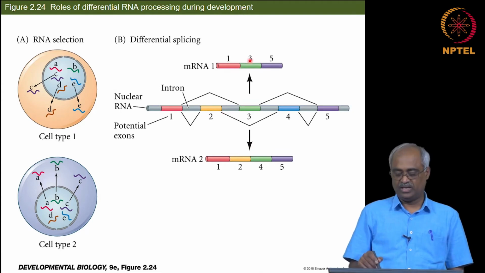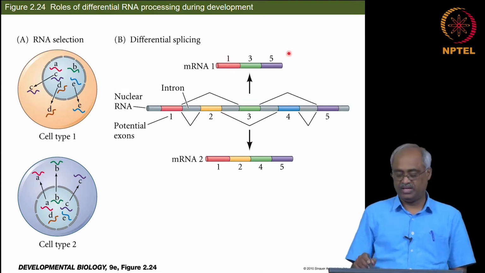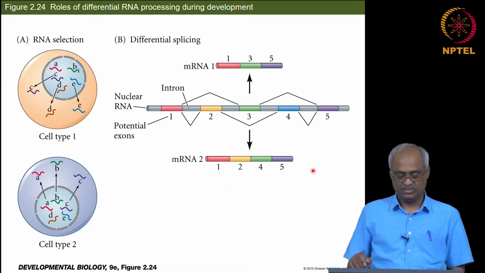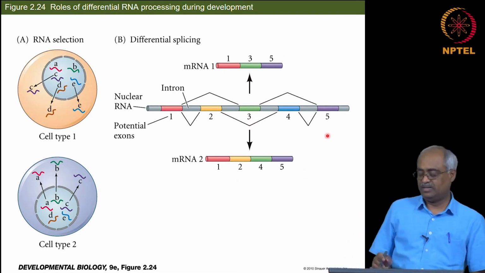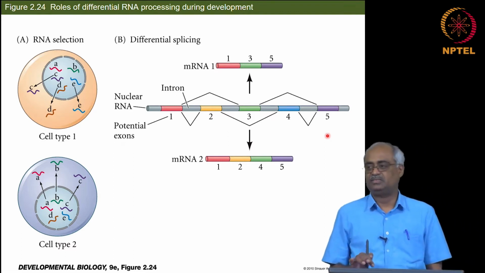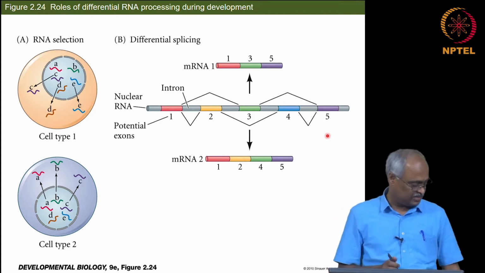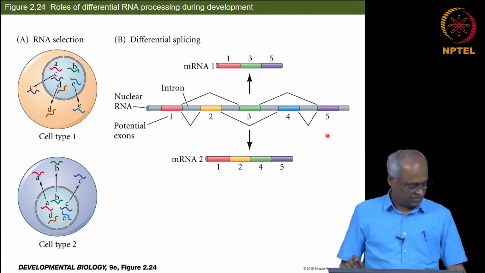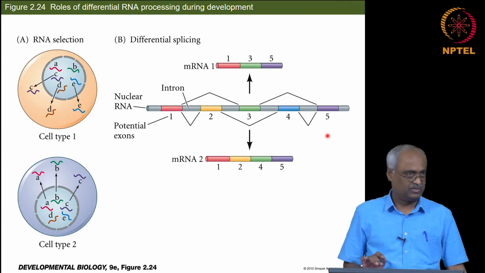So, that is one way of splicing. You are bringing together exons 1, 3, 5, and in another one you find 1, 2, 4, 5. So, this is alternative splicing. Alternative splicing is not a minor component in gene expression regulation, as you will see in subsequent slides. That is where we are going to spend the bulk of today's time.